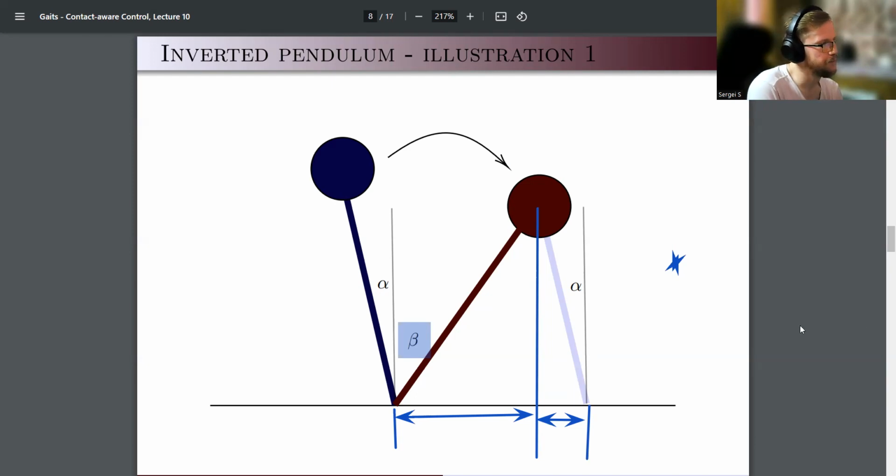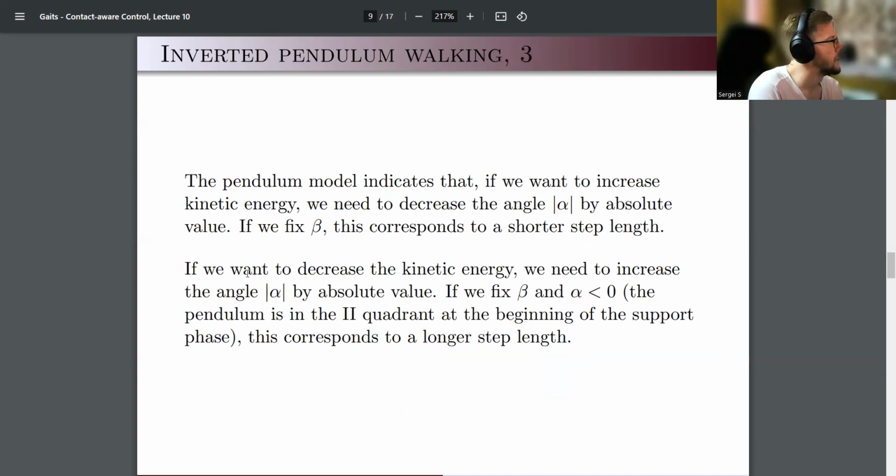All right. So if we want to decrease kinetic energy, we need to increase the angle alpha. So if we fix beta, and the pendulum is in the second quadrant, then this corresponds to a longer step length. Okay. All right.